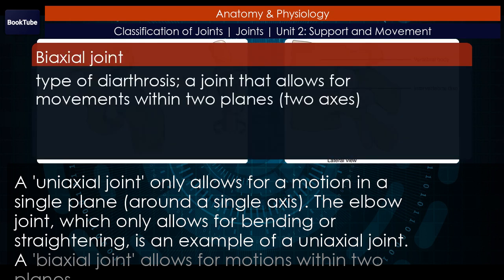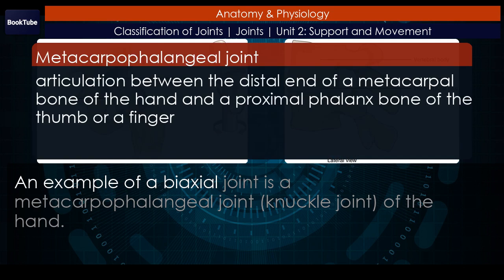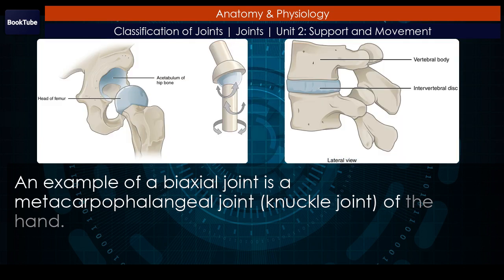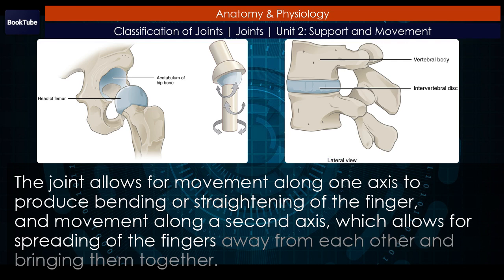A biaxial joint allows for motions within two planes. An example of a biaxial joint is a metacarpophalangeal joint, knuckle joint, of the hand. The joint allows for movement along one axis to produce bending or straightening of the finger, and movement along a second axis, which allows for spreading of the fingers away from each other and bringing them together.